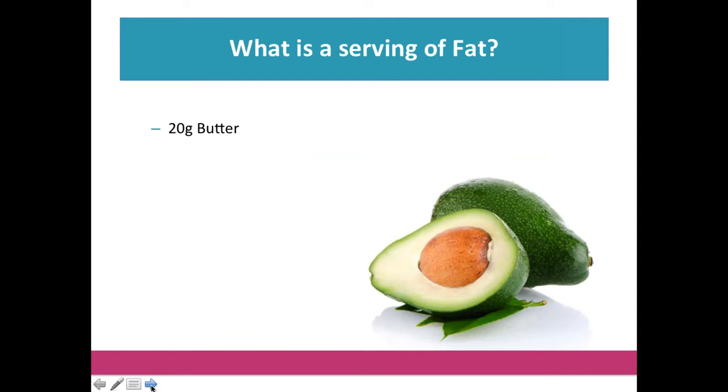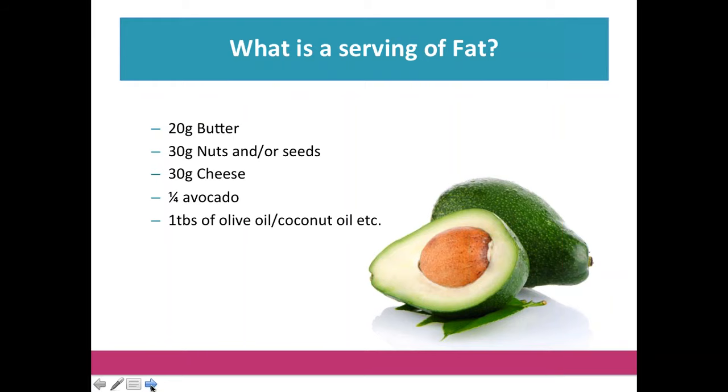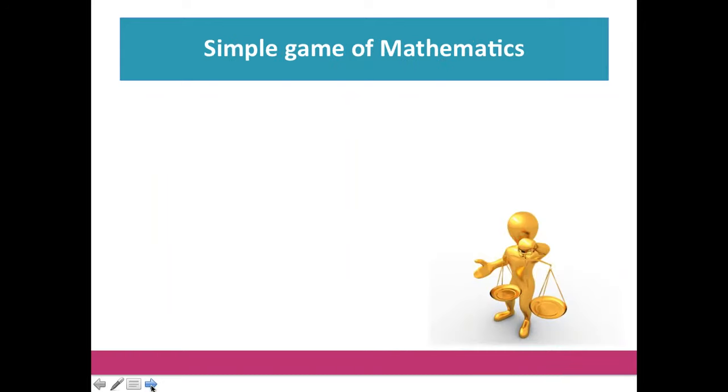Fat. So what is a serving of fat? It's about 20 grams of butter or oil, like a tablespoon of oil. It's 30 grams of nuts or seeds. As you see here, nuts and seeds are a serving of protein. They're also a serving of fat. They're also a really good serving of fiber. I don't know if anyone here has noticed their tummies needing to go to the toilet after having too many nuts. They have a really high fiber content, and it's common to have diarrhea after a large amount of nuts. 30 grams of cheese, a quarter of an avocado, about a tablespoon of olive oil, coconut oil, grapeseed oil, any of those oils, really, it's all about a tablespoon. They all equal the same.